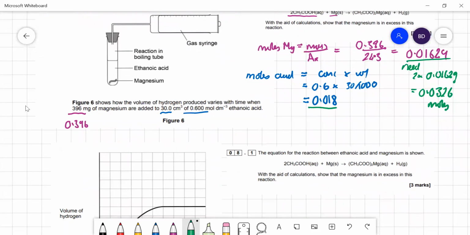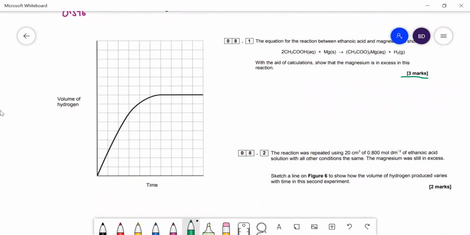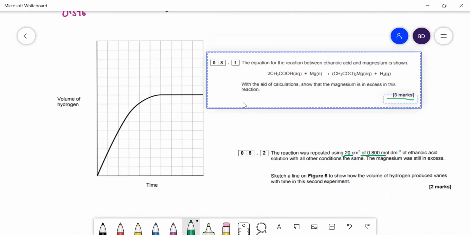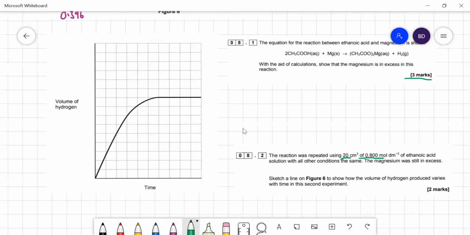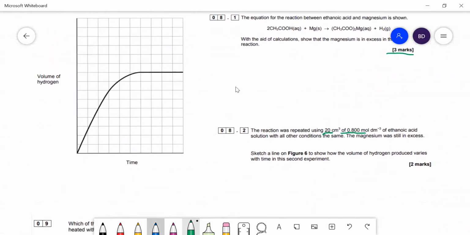Okay, right. I'll paste that in there unless we've done that question already. Right, now the reaction was repeated using 20 centimeters cubed this time. Okay, a different amount of ethanoic acid. Now, how many moles of ethanoic acid did we have to start with the first time? We worked it out, we had 0.018. So this one here, that's with 0.018 moles ethanoic. And the concentration of that, by the way, was 0.6 mole per decimeter cubed.